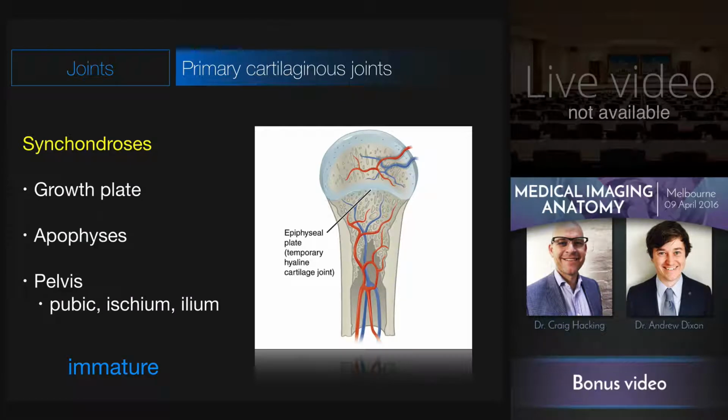Synchondroses are almost always found in the developing or immature skeleton and exist between separate centers of ossification, often within the same bone. For example, the epiphyseal plate or growth plate is a primary cartilaginous joint between the ossification center here and the primary bone. Similarly, at apophyses, which are secondary centers of ossification often associated with tendon insertions, the same kind of thing happens.